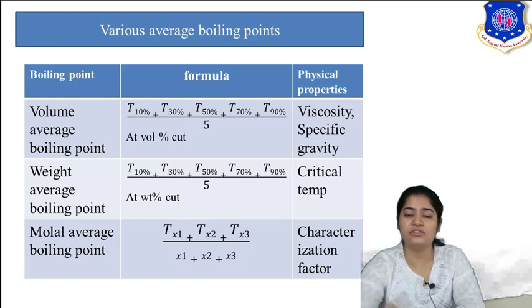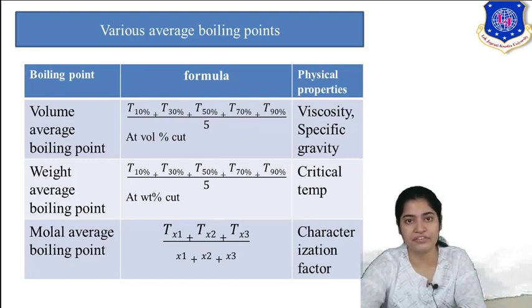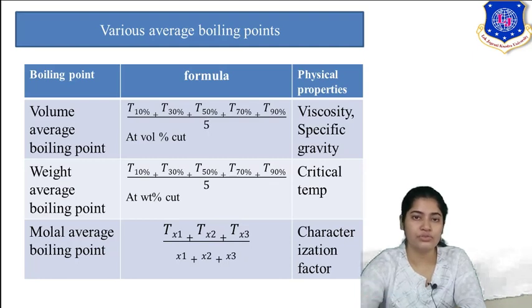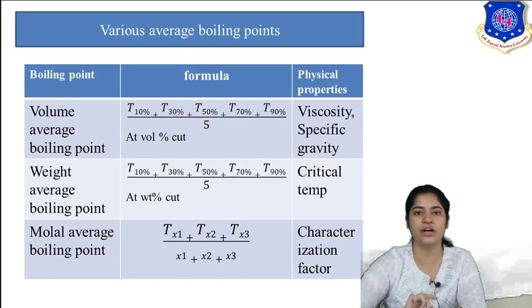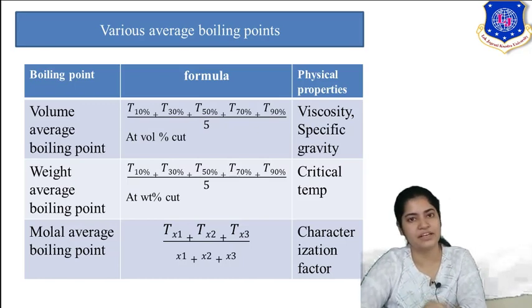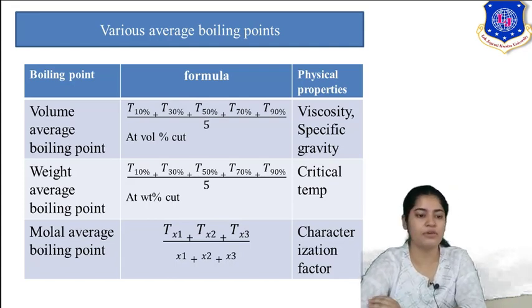Now, where is this used? For which physical properties do we need to know this? The physical properties are viscosity and specific gravity, the viscosity of that fraction. Viscosity and density are also functions of temperature. At every temperature the viscosity would be different, but for a whole fraction we take into account the boiling point. So it is used for physical properties like viscosity and specific gravity. What is specific gravity? It is a form of density: density of fuel divided by density of water.